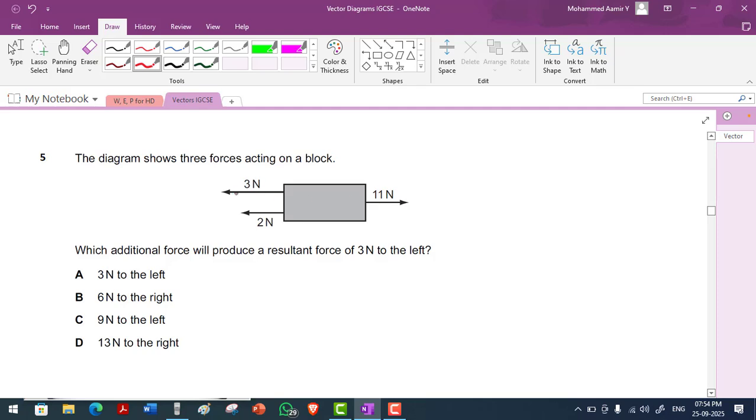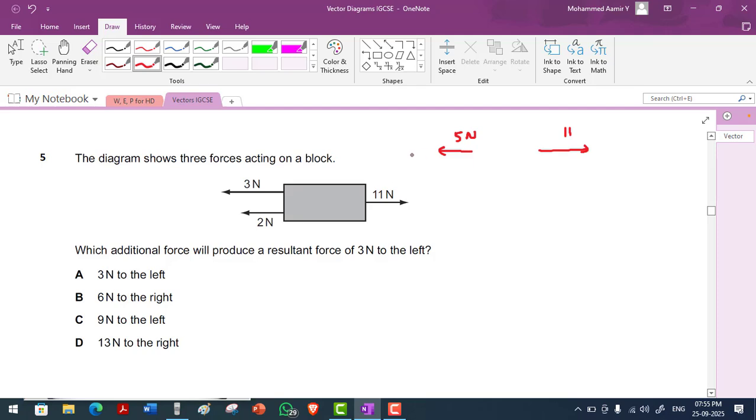11 is acting totally towards right, 3 is acting towards left, and 2 is also towards left. Which additional force will produce a result of 3 newtons to the left? Okay, so now if you see in left direction I have 5 newtons. In right direction I have 11 newtons. Resultant should be 3 to the left.